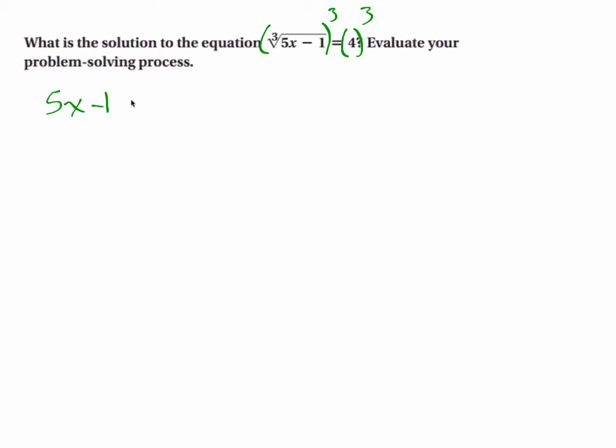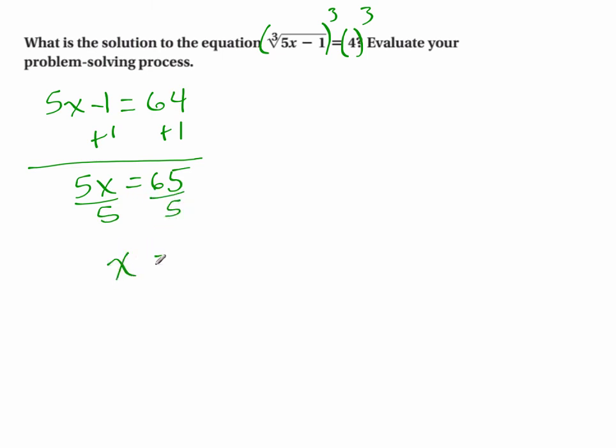So what is 4 cubed? Well, 4 times 4 is 16, times 4 is 64. Now I need to isolate my x, so I'm going to add 1 to both sides. So 5x is 65. Divide both sides through by 5. So I'm going to get x is 13. You're not going to get extraneous solutions with the odd powers, the odd roots. So I can check it, but I don't need to worry about extraneous solutions.